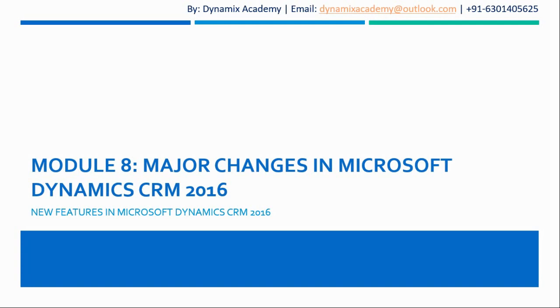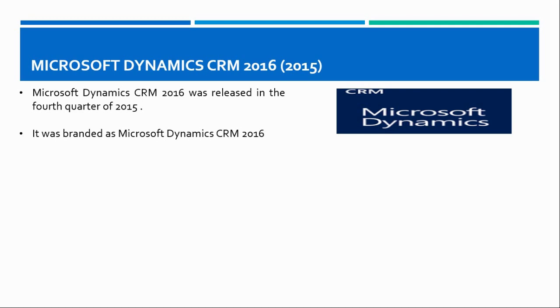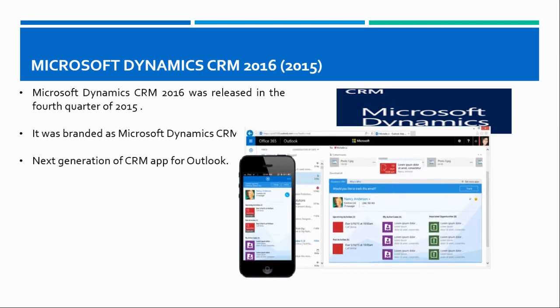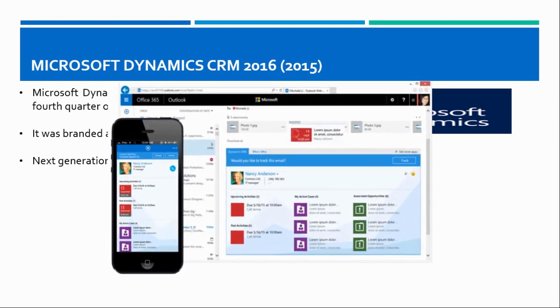So this is module number 8 where we will see major changes in Microsoft Dynamics CRM 2016. In the previous module we have seen the major changes in Microsoft Dynamics CRM 2015. So let us now see in this lecture a brief introduction about Microsoft Dynamics CRM 2016. It was released in the fourth quarter of the year 2015. It was branded as Microsoft Dynamics CRM 2016 and it has the next generation of CRM apps for Outlook.